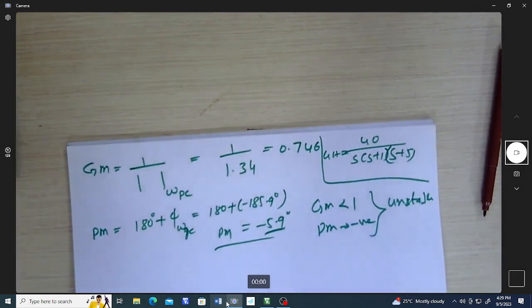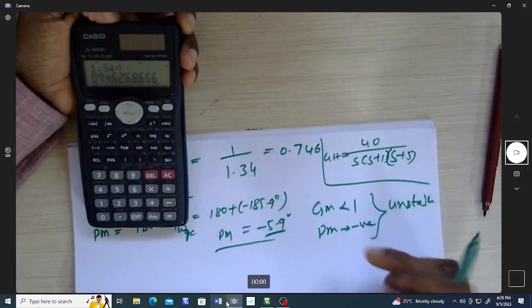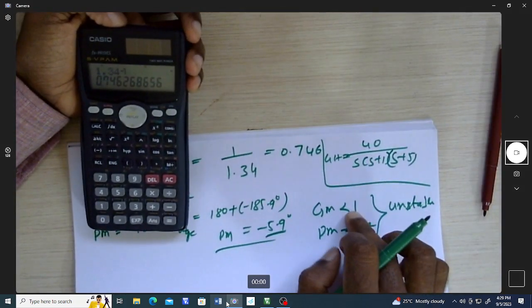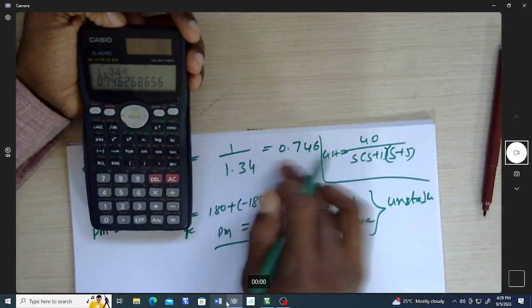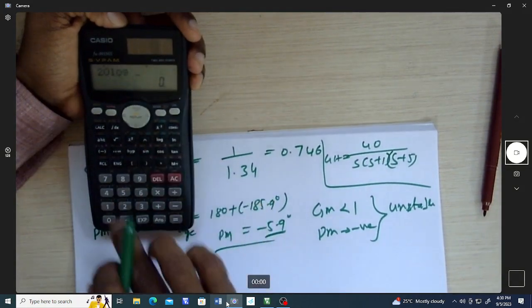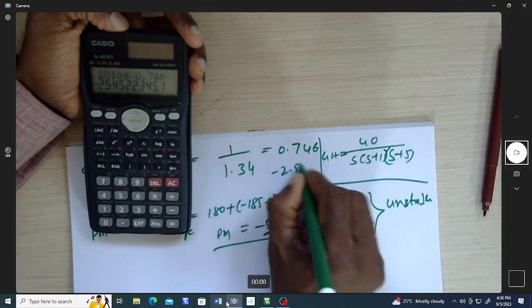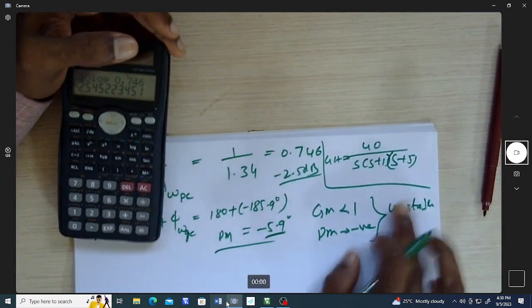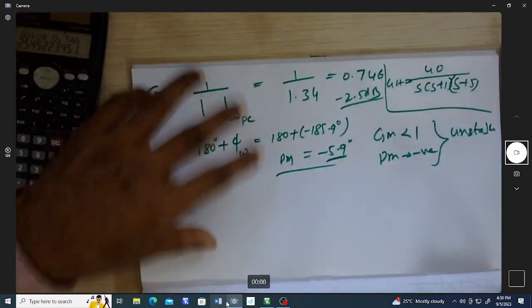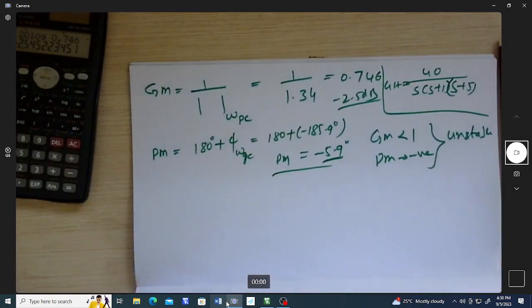Of course, you might have learnt in Bode plot that if gain margin and phase margin both are negative, the system is unstable. Here also it is unstable. This less than 1 corresponds, in terms of dB, to negative. Suppose you want to find the dB of this, just take 20 log of that. 20 log of 0.746 is actually minus 2.5 dB. Can you see this is negative, and this is also negative, which is minus 5.9 degree. So the system is unstable. Now we know the system is unstable because the poles are on the right hand side. Now how far away is it?